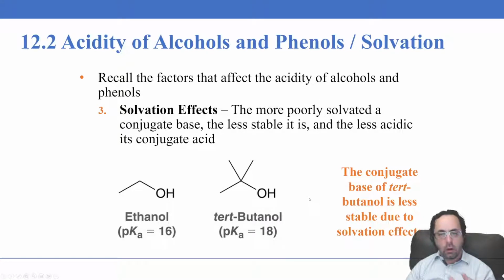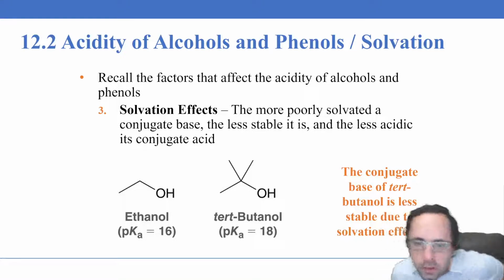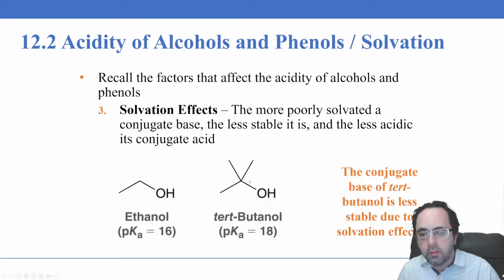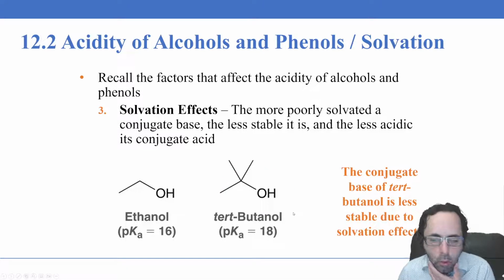Also, the solvent will matter a lot. Sometimes, if you think of just a bottle of ethanol, its solvent is itself, right? In terms of solvation effects, the more poorly solvated the conjugate base, the less stable it is, and the less acidic it is. So, when it comes to tert-butanol, all these big bulky methyl groups make it difficult for it to solvate itself, or for some other polar solvent to solvate it. And so tert-butanol is less acidic in these solvents than ethanol would be.